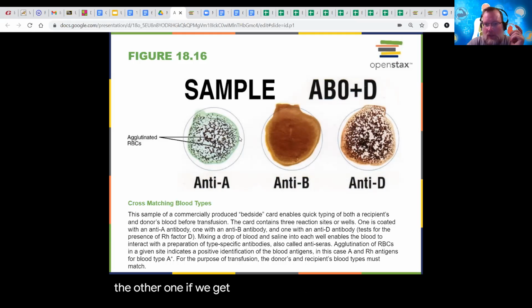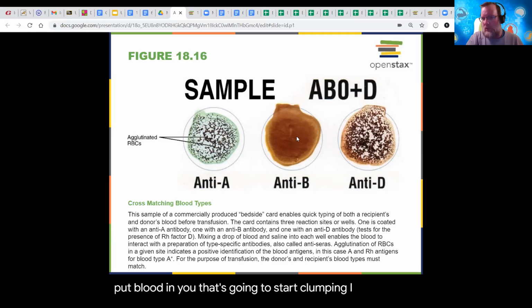If we get clumping, that is bad. This is not what we want to see in the clinic, right? I don't want to put blood in you that's going to start clumping. I want to put blood in you that looks like this. So anyway, we look at this blood sample.